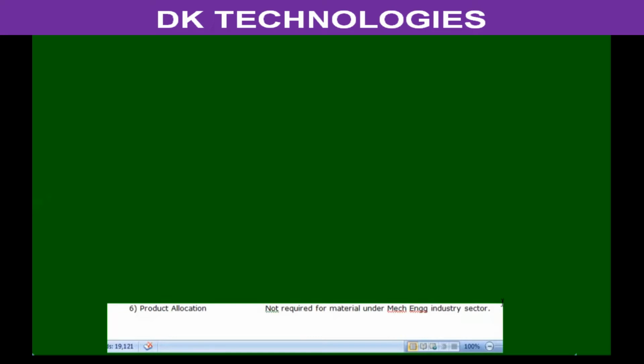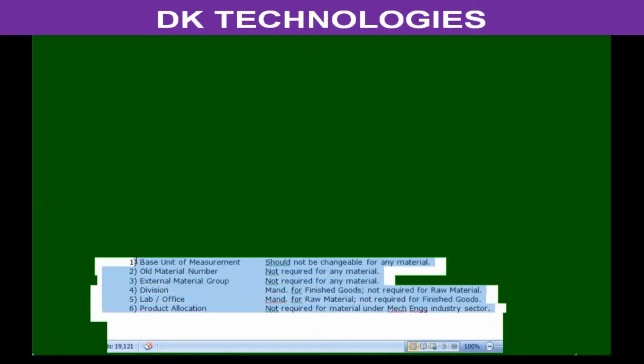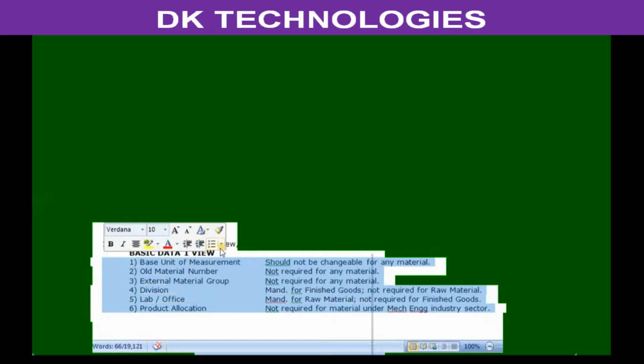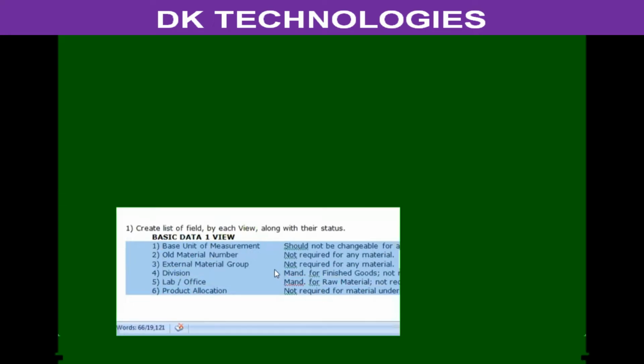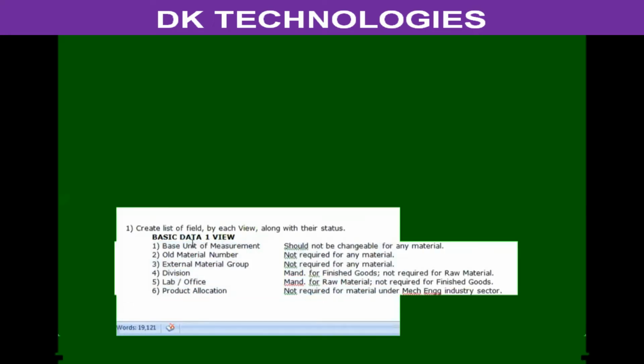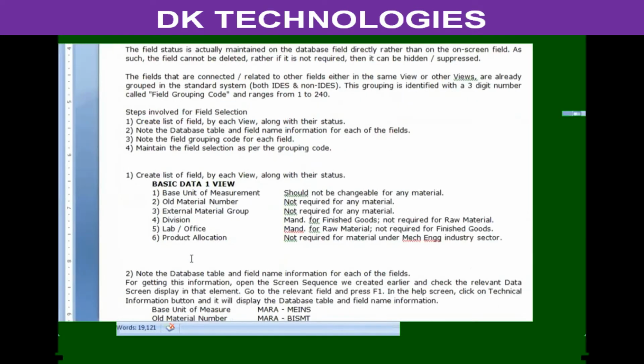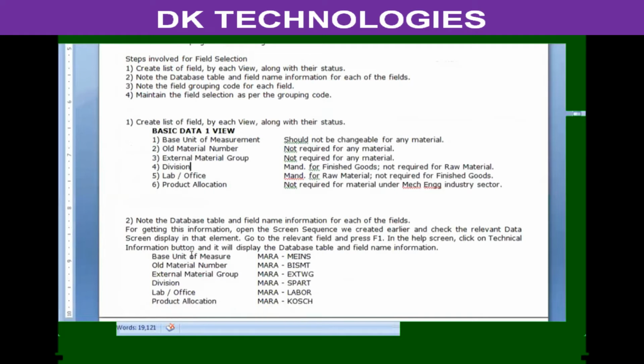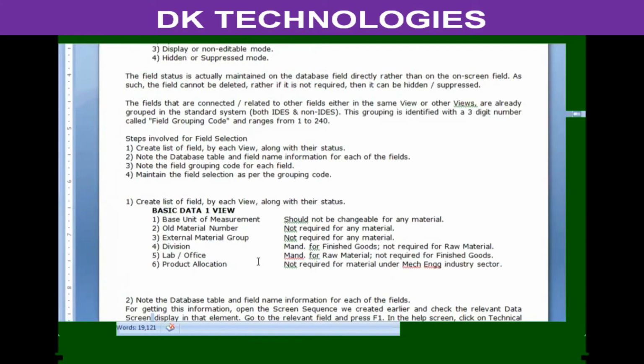Let's say if this is the type of field selection required for some of the fields in the basic data view, then let's see how to carry out the configuration. Now the first thing, the second step that we need to do is to get the database table and field name information. For that, we need to go to the screen sequence that we created, open the relevant data screen and check the relevant data. So let's see how to get this data.